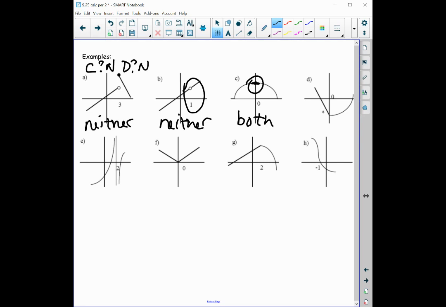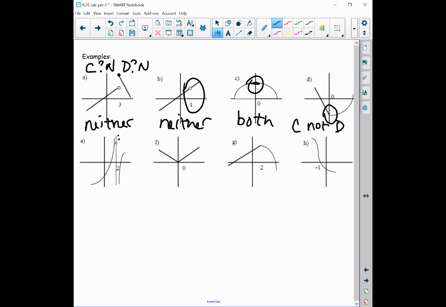Okay. For D, if I look at x equals 0, is it continuous? Yep, I can draw the whole thing without lifting a pencil. Is it differentiable at x equals 0? No. So this one would be, I'm just going to say C, not D. So this one is continuous, but not differentiable.